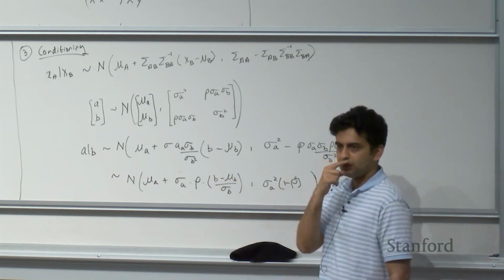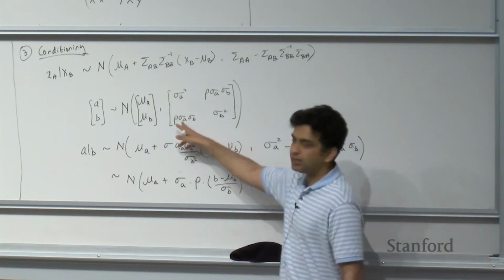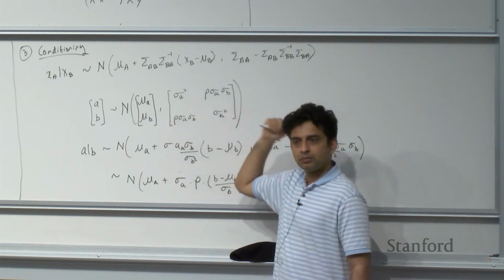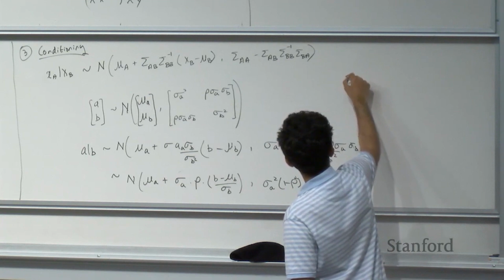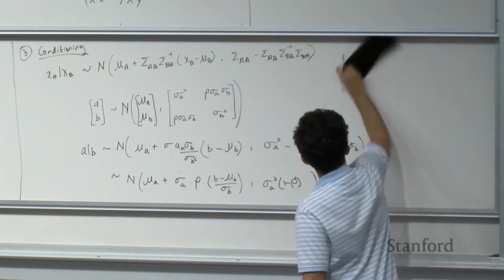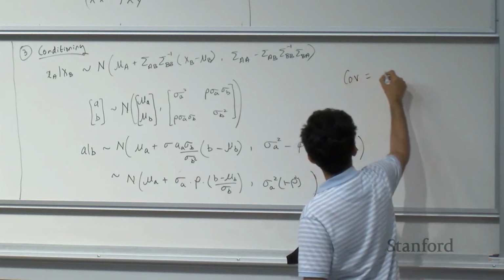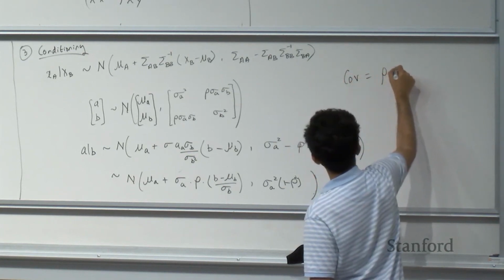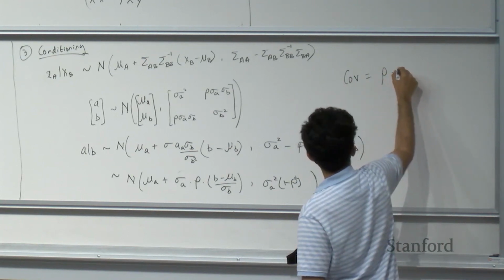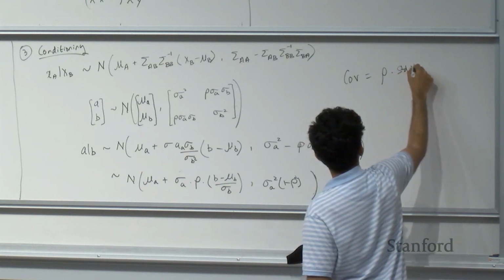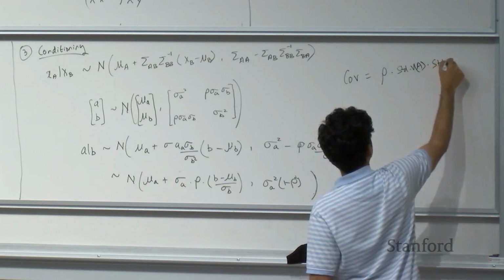Yes, question? What exactly is the definition of rho? So rho is the correlation coefficient. How is it defined exactly? So basically, covariance equals rho times the standard deviation of A times the standard deviation of B.